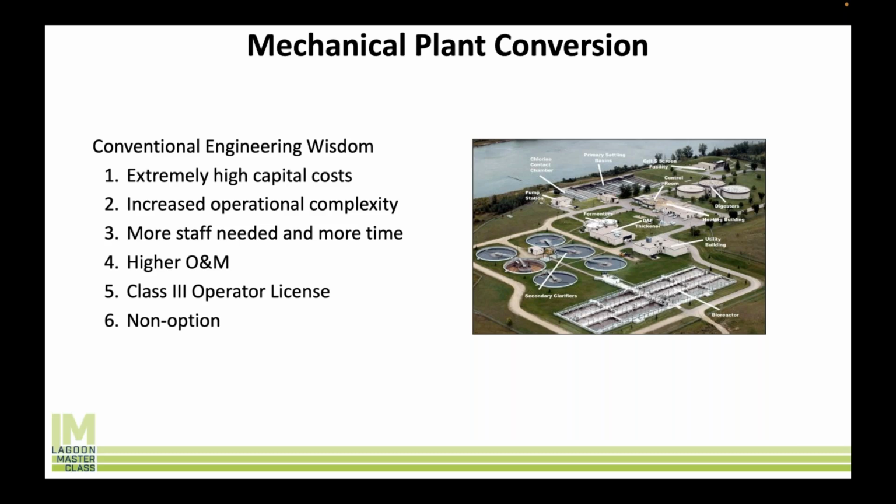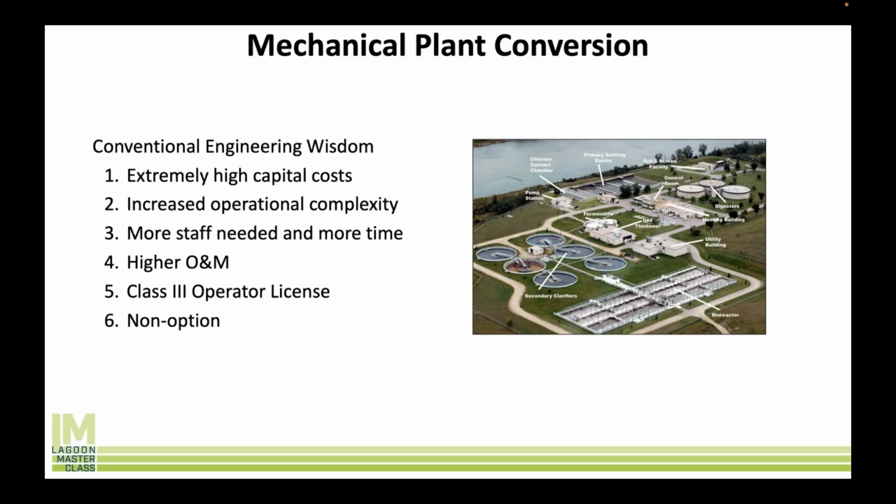You vastly increase the operational complexity of your wastewater treatment process, right? You've gone from a lagoon with maybe 5 to 6 different mechanical parts that need to be maintained to a mechanical plant with probably 20, 30, 40, 50 different mechanical parts that need to be maintained. And you have a much more complex process from a treatment standpoint as well. You end up needing more staff, you need more time to maintain this equipment and maintain this process. Your overall operation and maintenance cost is at least double typically, and a higher operator license is required.